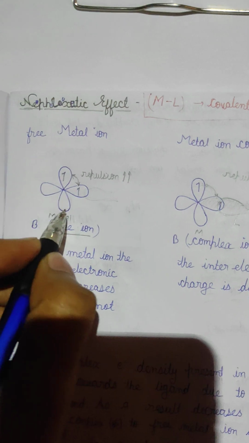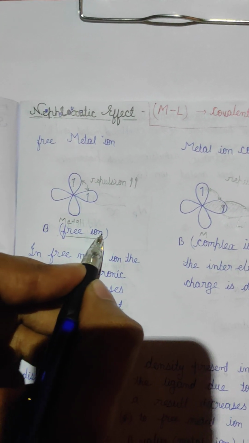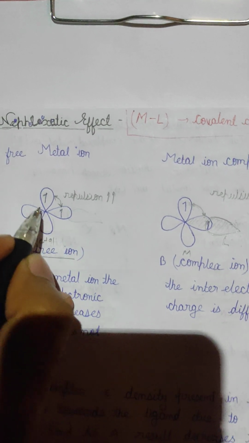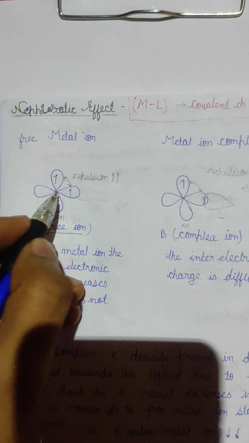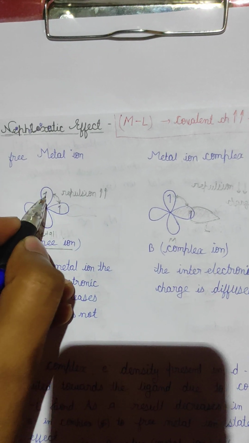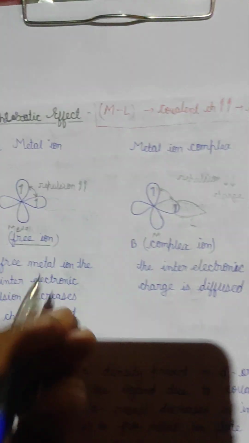This is the orbital of the metal when our metal ion is in the free ionic state. Then these electrons are present in the lobes of the metal orbitals, and the repulsion between these two is high, because the electron is present there.